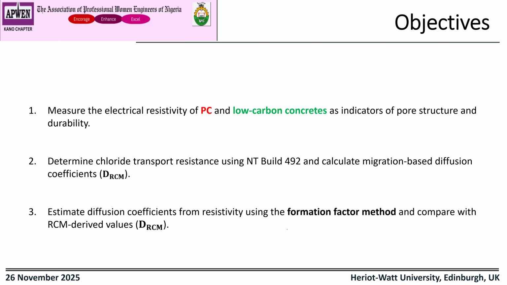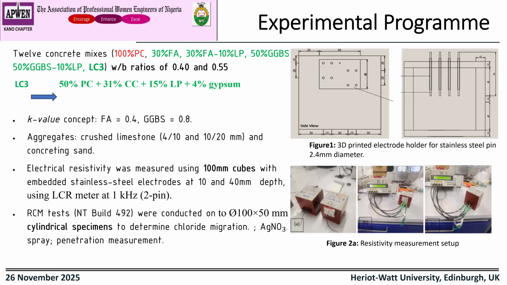Then we estimate the diffusion coefficient from resistivity using the formation factor method. There is a method that we use to compare with the normal NT Build, that is the formation factor method, to see how related they are, how close they are. So we used 12 concrete mixes, using PC, 100% Portland cement, the original cement that is used to produce a high amount of carbon dioxide.